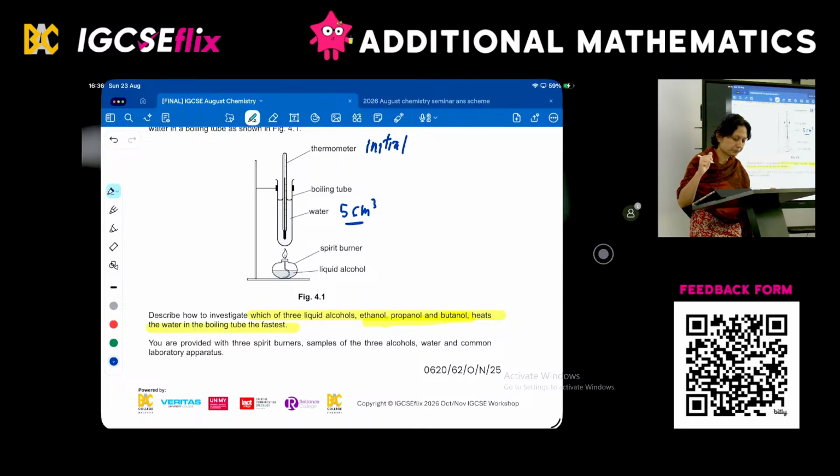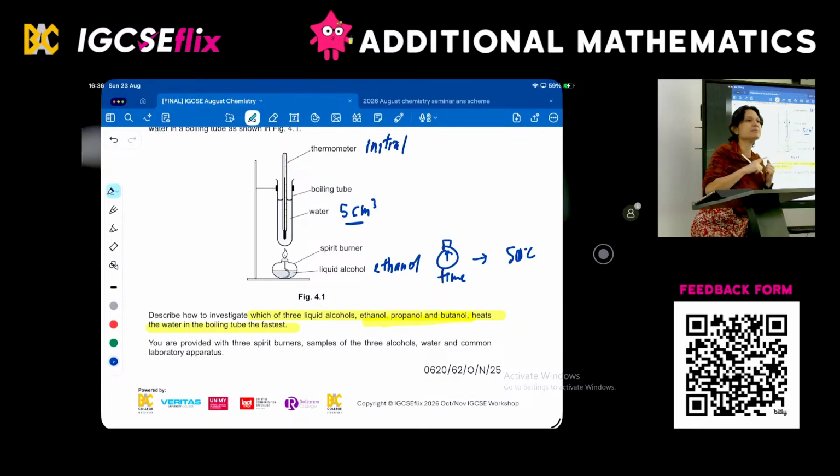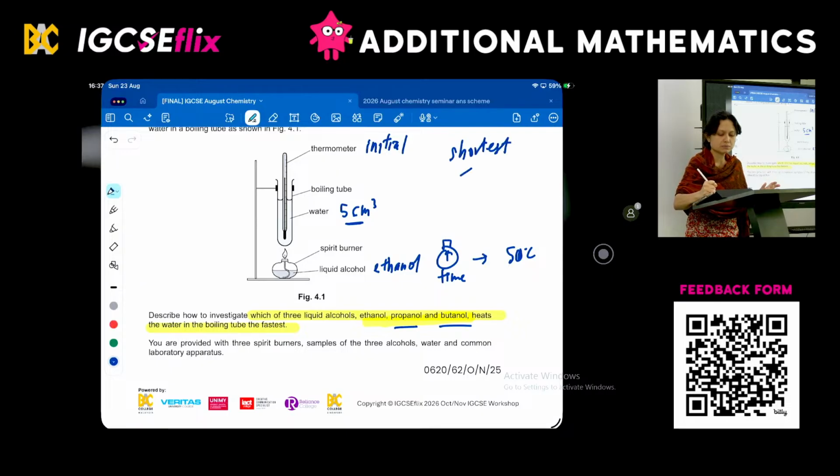Okay, so you can do a few things. You put the ethanol. You can measure the time taken to reach something logical, 50 degrees Celsius. Okay, let's say measure the time taken to reach 50 degrees Celsius. And then repeat using the same volume of water, same initial temperature for propanol, butanol. The one that uses the shortest time is the best fuel. Okay?